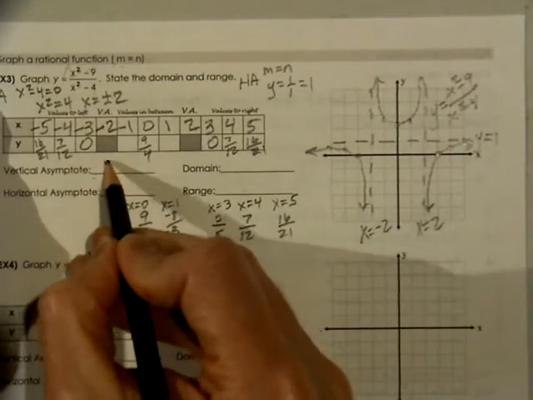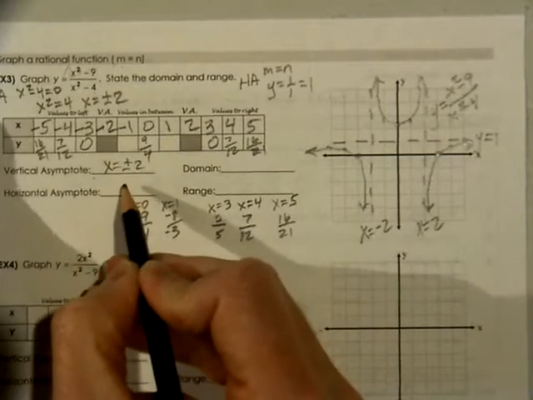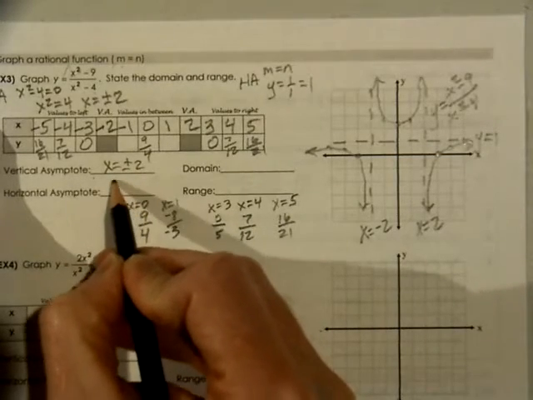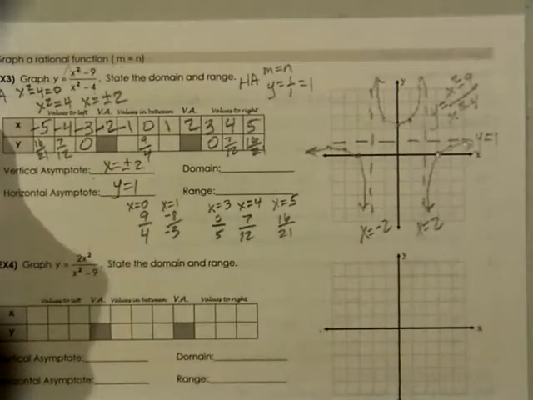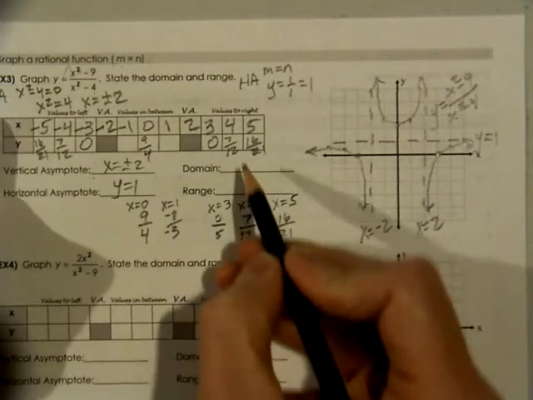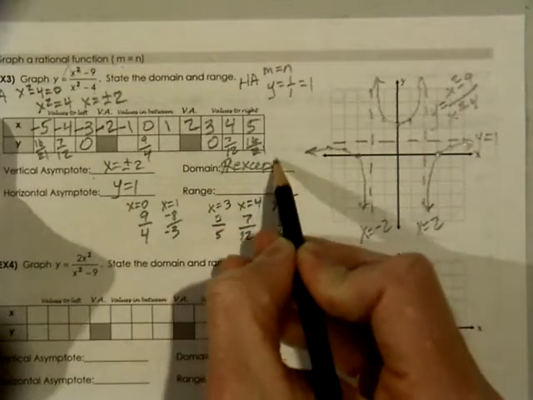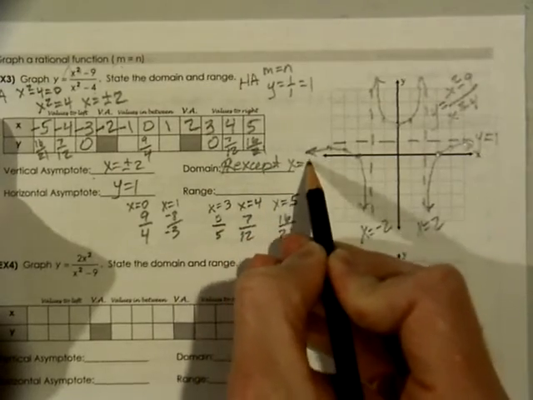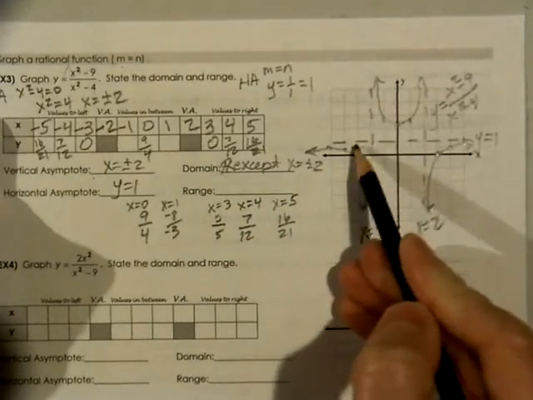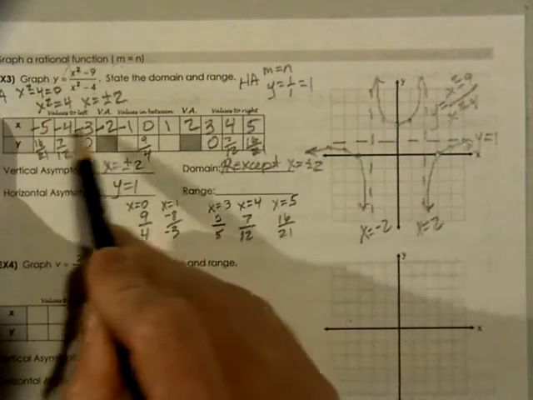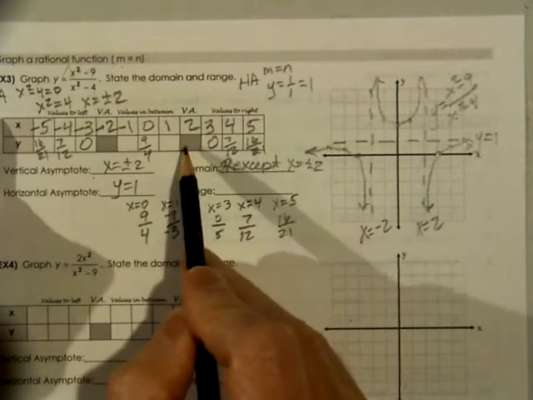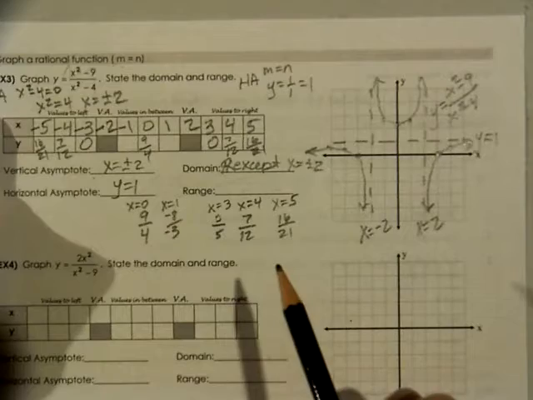We know our vertical asymptotes were at plus or minus 2. Our horizontal asymptote was y equals 1. Our domain is still the simple one, being everything except where those asymptotes are at. X value, you can plug in any x value you want except the 2 vertical asymptotes.